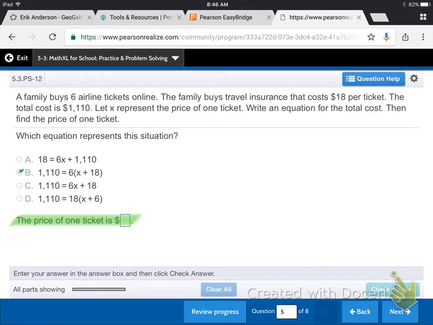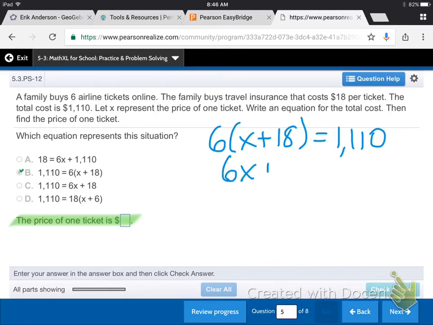Which means that we need to solve this equation, right? So let's solve it. We know how to do it. Let me write it down again. It is 6 times the quantity of x plus 18 equals 1,110. So distribute first. 6 times x plus 6 times 18, 60 and 48 makes 108, equals 1,110.